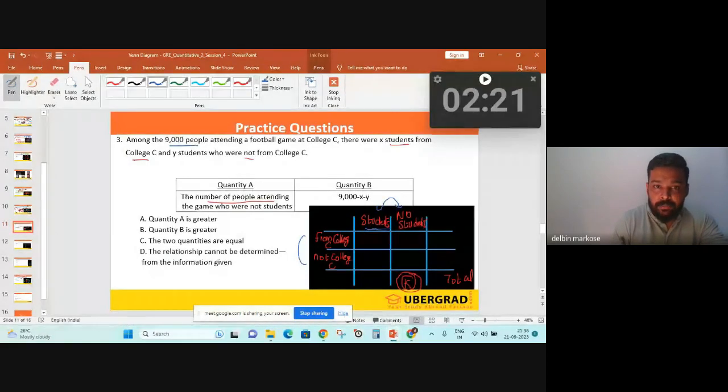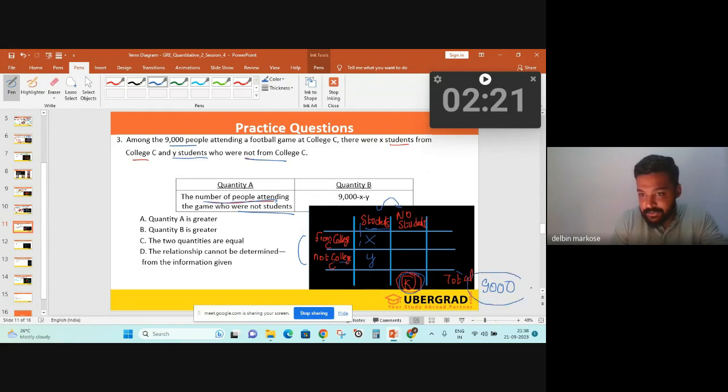Among the 9,000 people attending a football game at College C, this will be 9,000. There were X students from College C, so that will be students from College C, right? X students from College C, this value. And Y students from not College C. So students not College C, this will be Y. The question, the number of people attending the game who are not students. So this is the not student category K, we have to find it. We know the total number is 9,000. What is the sum here you are getting for the total number of students? That will be this value plus this value, X plus Y.